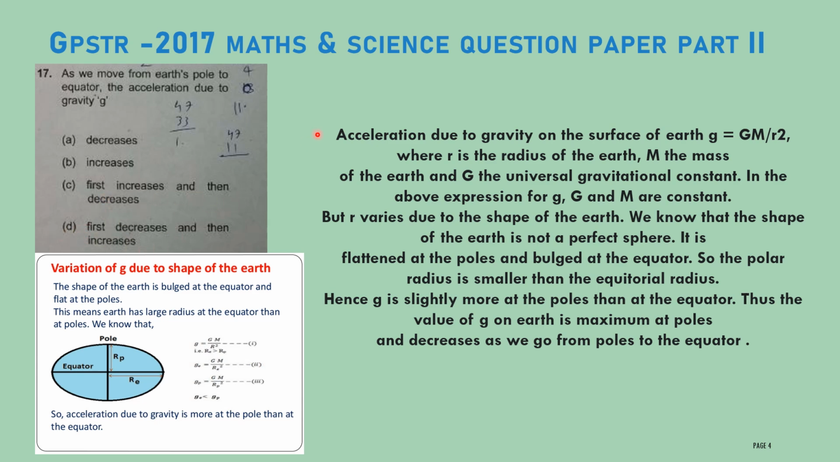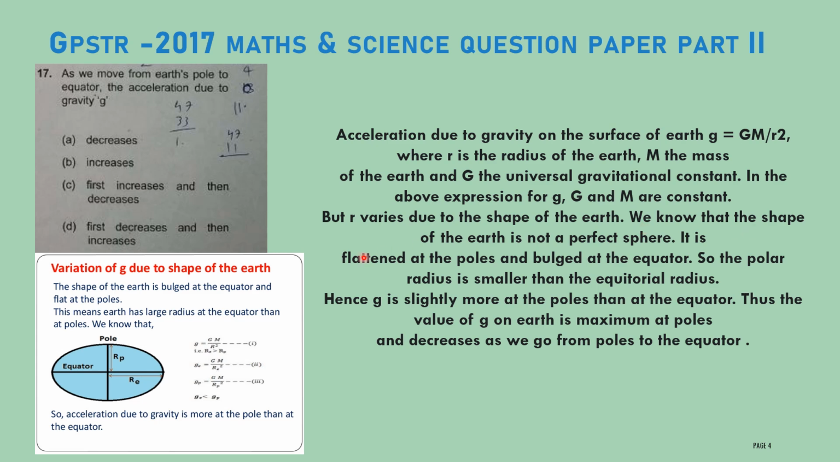Let us discuss the answer. Acceleration due to gravity on the surface of the earth is given by the formula small g equals capital G capital M divided by r squared, where r is the radius of the earth, capital M is the mass of the earth, and capital G is the universal gravitational constant. In this equation, g, G and M are constants, but r varies due to the shape of the earth. It will vary from place to place.